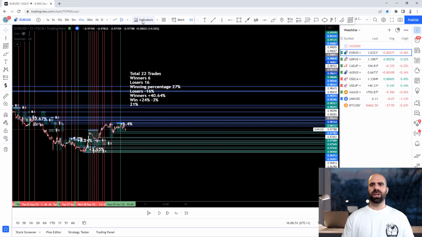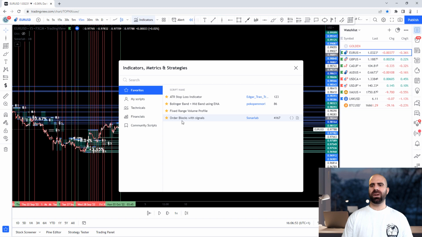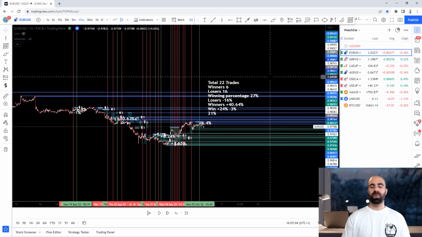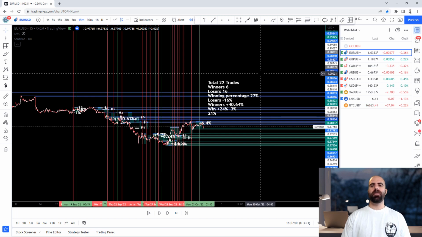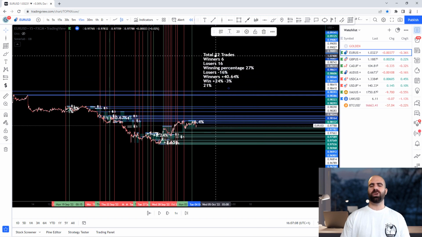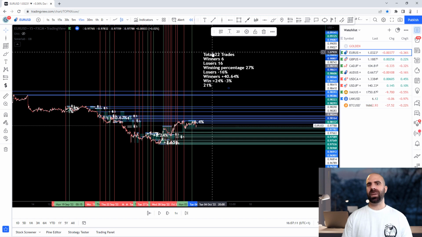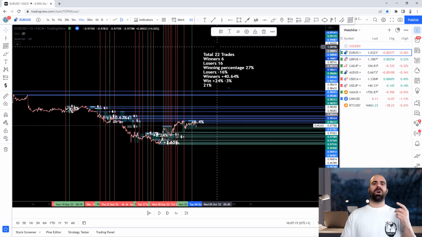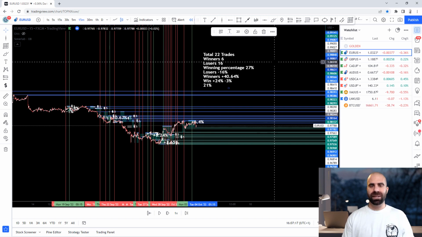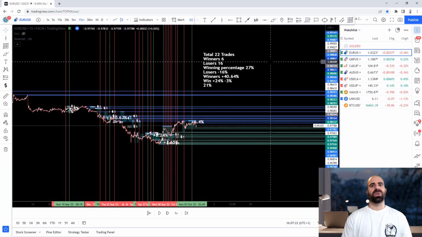Again, this algorithm is this one right here, order blocks with signals by Sonar Lab. As I can see right now from my limited testing, it works perfectly. This is absolutely amazing. Great 15-minute scalping strategy using one indicator and one time frame only. I am absolutely amazed. And this is gonna do it, traders, for this video.